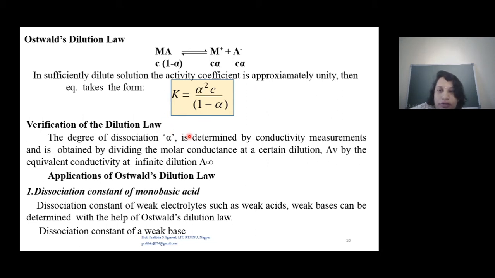Now how is the law verified? This alpha is determined, and conductivity measurement has been seen. We divide it by certain dilution. The lambda V and lambda infinity we can find out. Now, what is the application? It is used in finding the dissociation constant of monobasic acid.